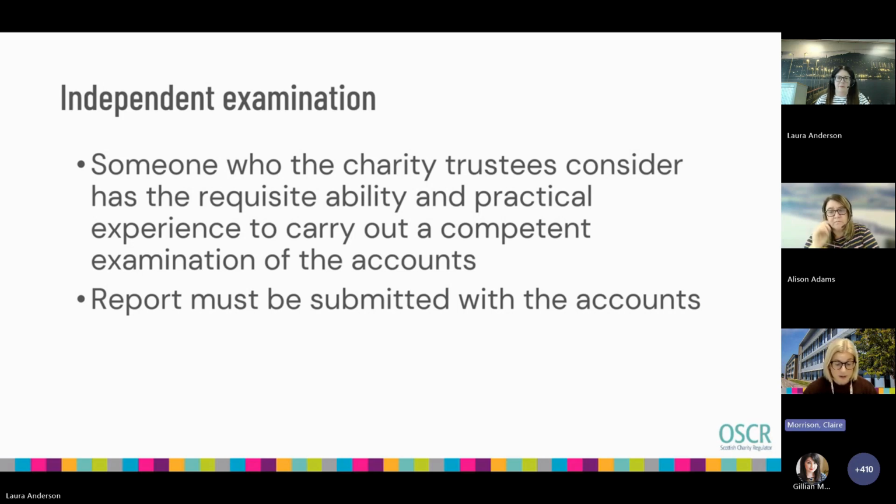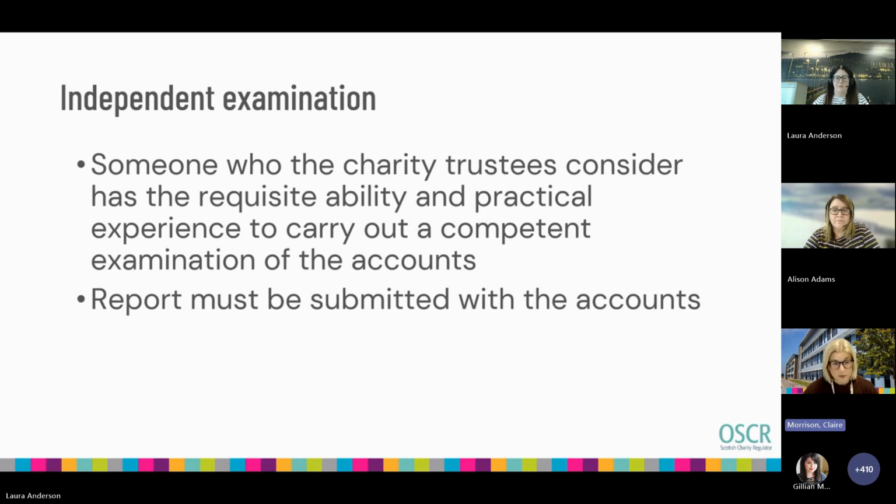An independent examiner should review the accounting records which are kept by the charity and compare those accounts with the records that they've been used. Following their review, they should prepare a report which provides the information required by the 2006 regulations and provides an assurance as to whether or not anything has been found that needs to be brought to the attention of the readers of the accounts. The independent examiner's report must be submitted along with the accounts.